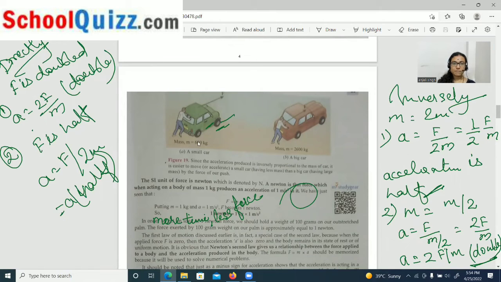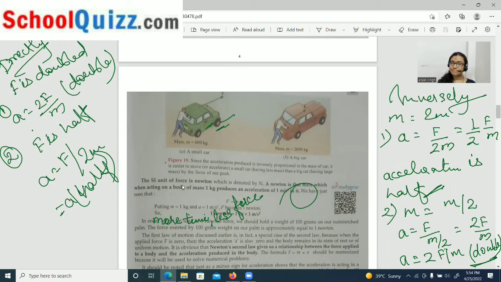Here you can see mass 600 kg. The man is applying force to start this car. Less force is exerted in comparison to this big car, which has a mass of 2600. More mass, more force has to be applied to change its position. Clear? To change its position. Now, I think this is understood.